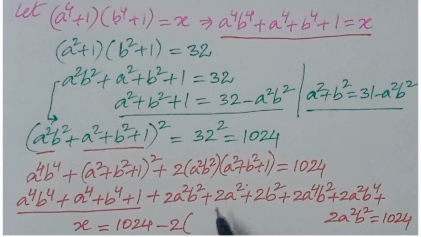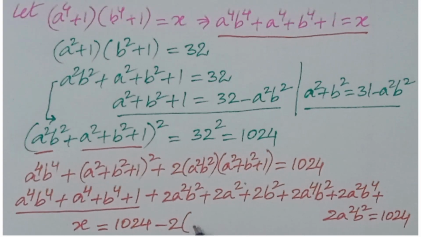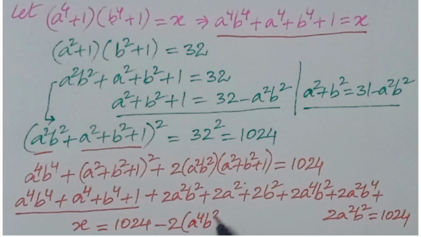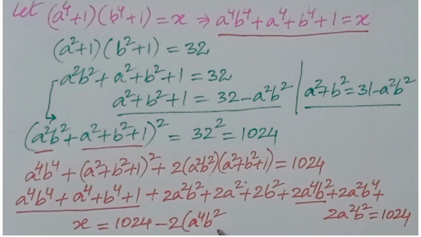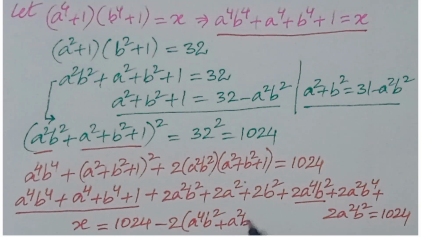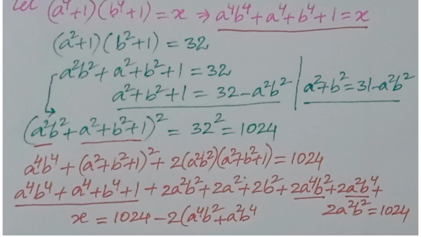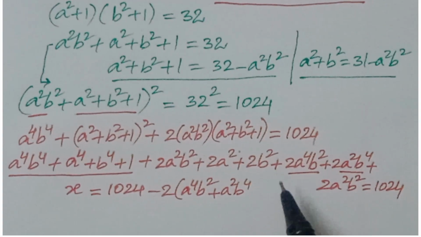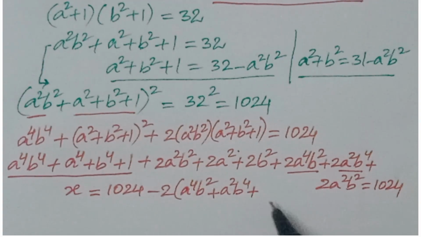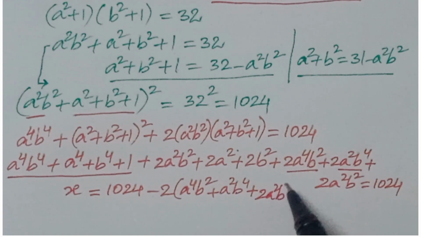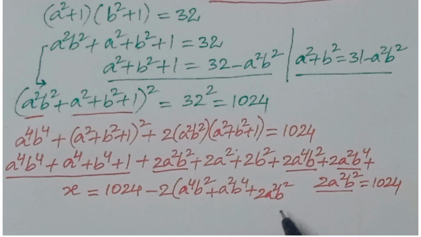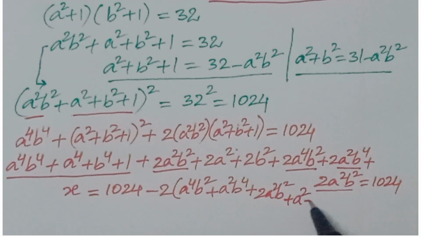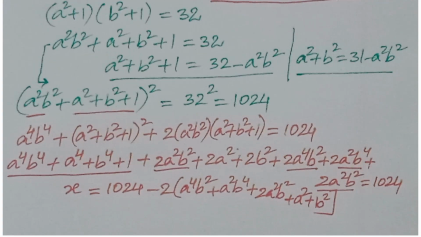So here we'll get a power 4 b square, first one I am writing this. Next one, a square b power 4, second one I am writing. Next, 2a square b square. Here we have it two times, so I am writing only one time. Plus a square plus b square. So we are taking 2 common.